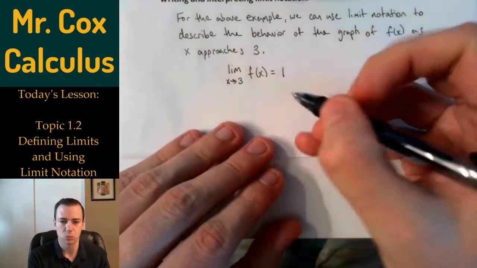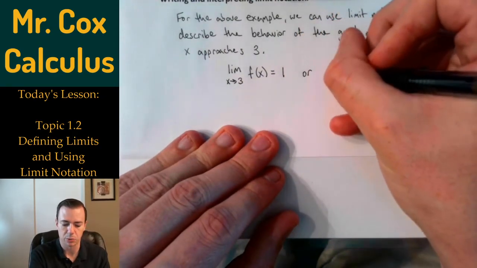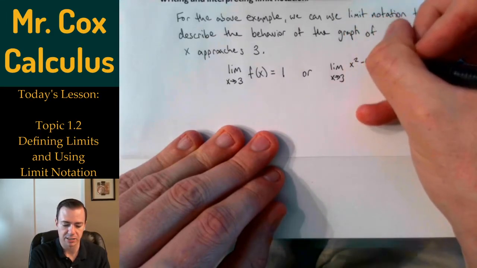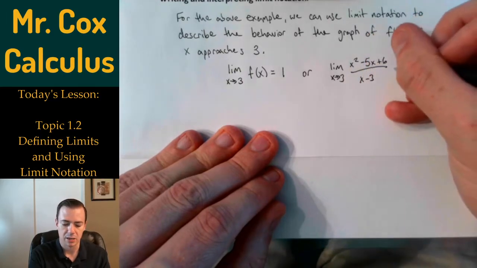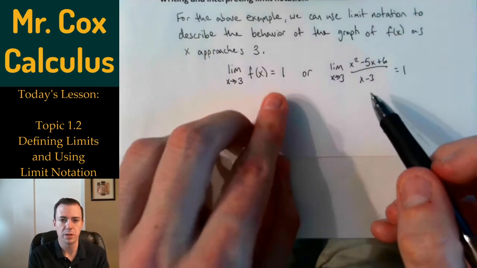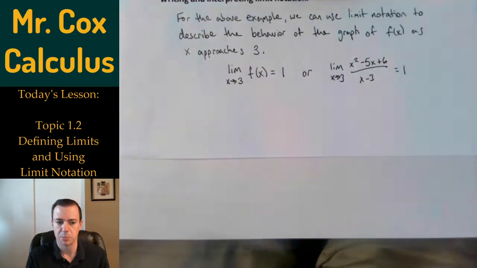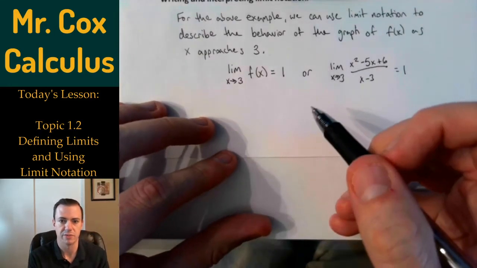You also could have just written the function in there instead of f of x. We could have said the limit as x approaches 3 of x squared minus 5x plus 6 divided by x minus 3 was equal to 1. But you really want to make sure that you have whatever function is being referred to as a part of your notation. Otherwise, you're not really conveying an idea, or at least not the idea that you think you're conveying.